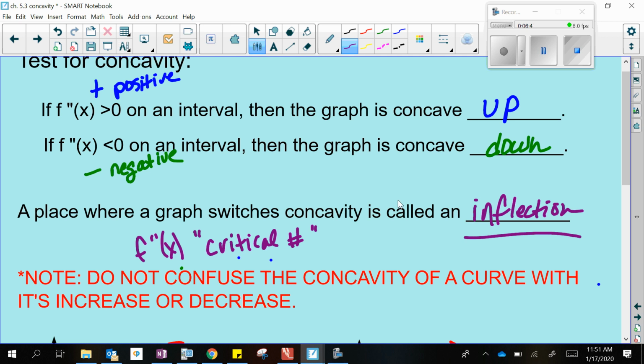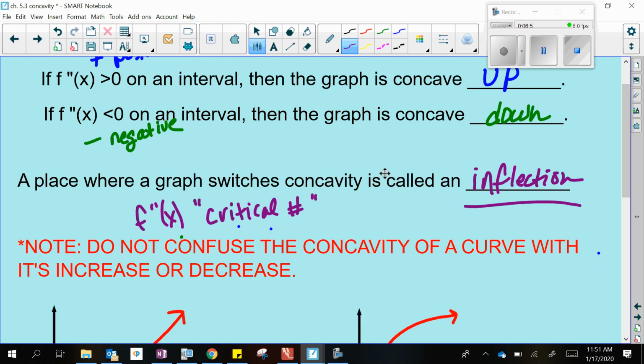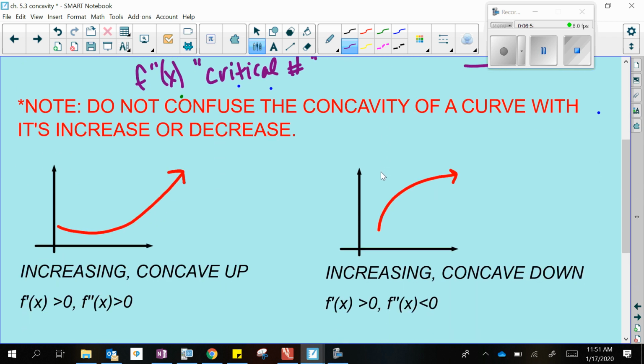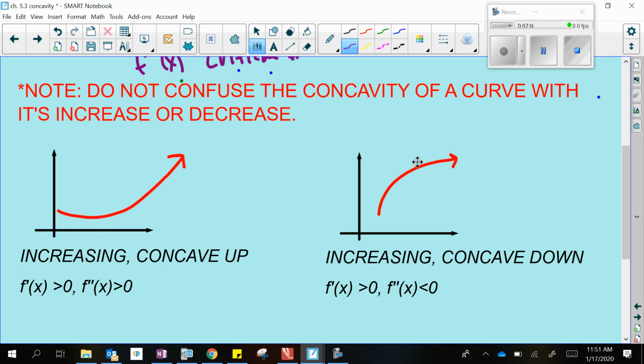Okay, makes sense, kind of? Examples will make it a little more clear. Now, the one thing you want to make sure of: don't confuse the concavity of a curve with increasing or decreasing. And this gets a little tricky. If you look at this function, it is increasing, right? The y values are getting higher, and it is concave up. In other words, it would hold water, right? The slopes of the tangent lines are going from negative to 0 to positive.